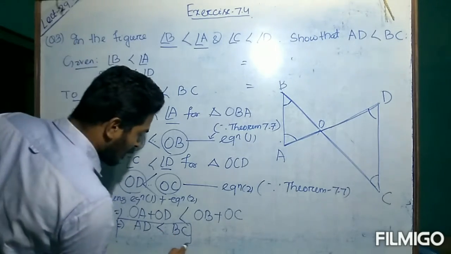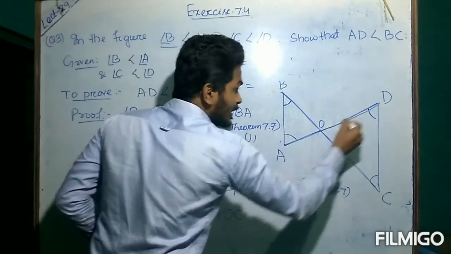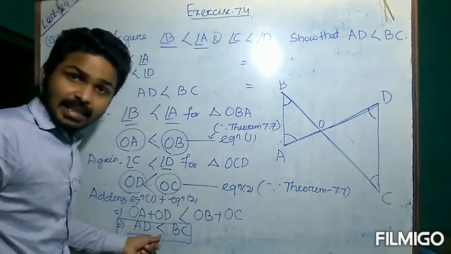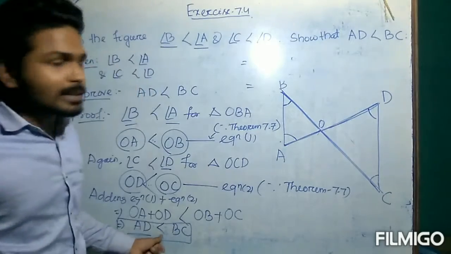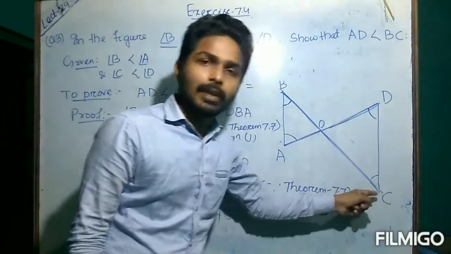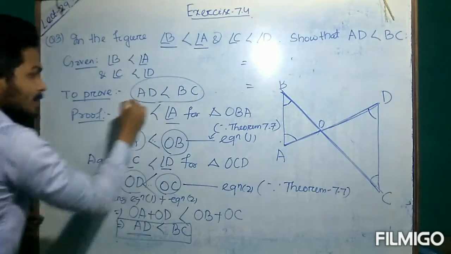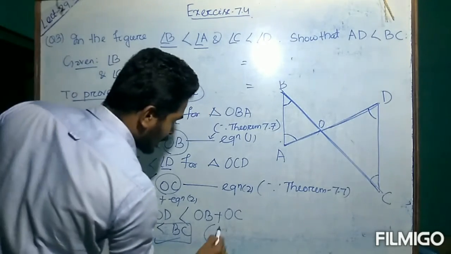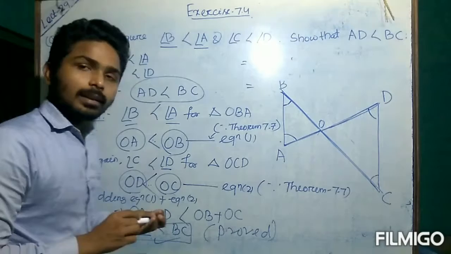Understood? So what have we found finally? The length of AD, this one, is less than the length of BC. Which one is larger, AD or BC? Definitely BC is larger. We had to prove AD is less than BC, and we have proved it here. Now it is proved. Okay, it is done.